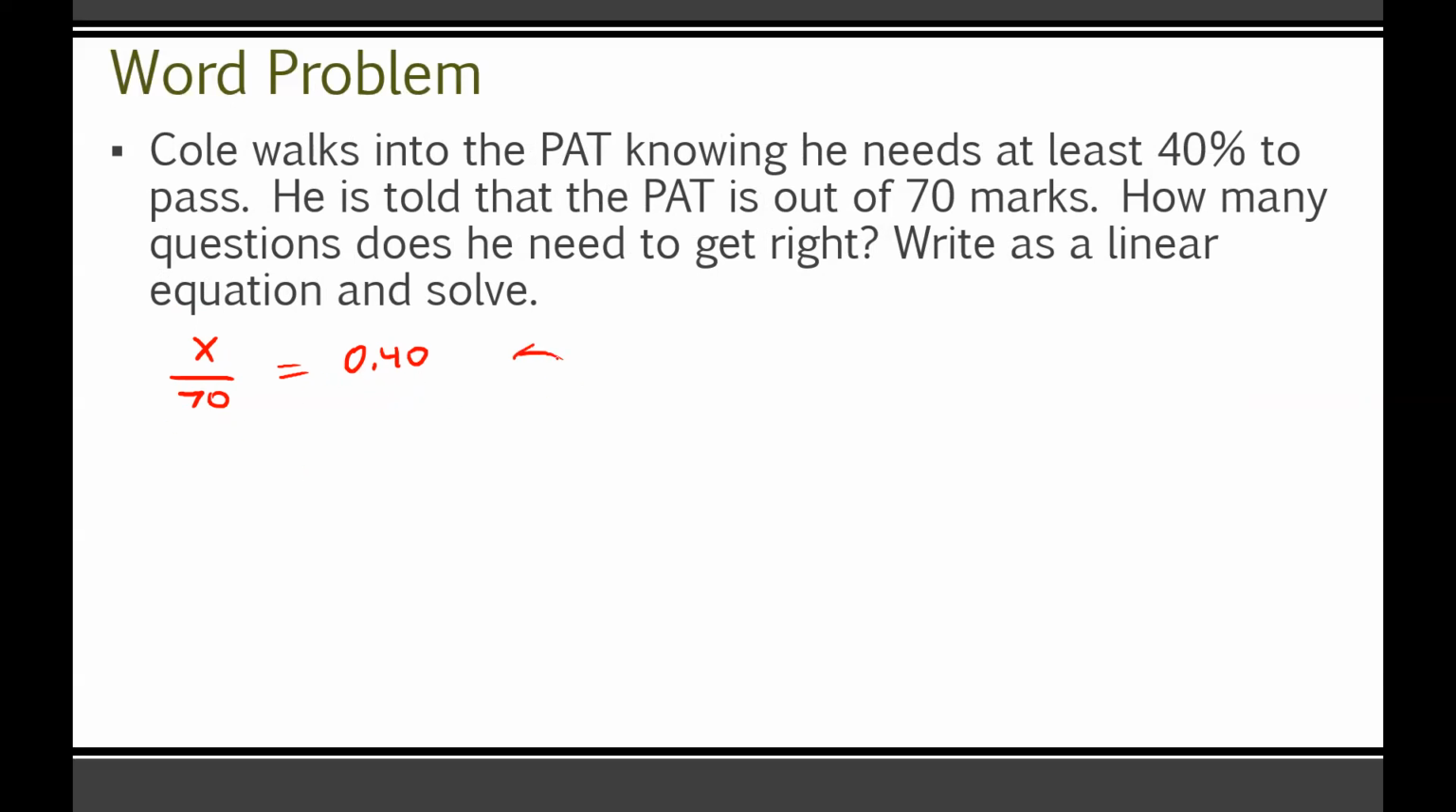This is already our linear equation. So we're already good to go there. So to solve this one, we just need to times by 70 on both sides. This is going to give us x equals 0.40 times 70, and that is going to be 28. So in other words, in order for Cole to succeed at his goal of getting at least 40% on this PAT, which is the minimum he needs to pass, that just means he needs to get 28 out of these 70 questions correct.